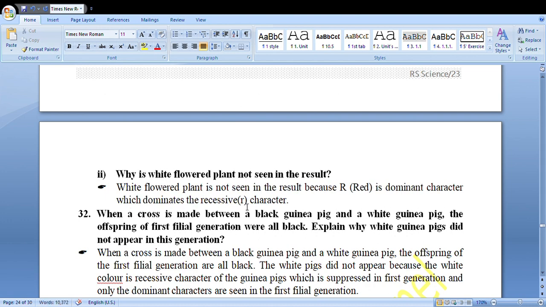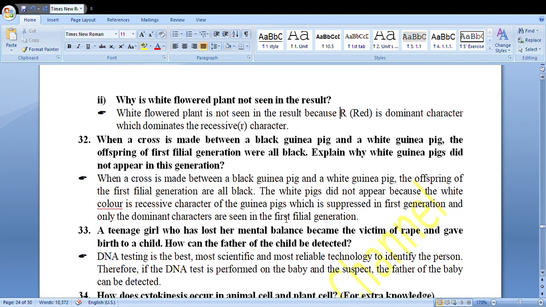Which dominates the recessive small r character. When a cross is made between a black guinea pig and a white guinea pig, the offspring of the first filial generation were all black. Explain why the white guinea pig did not appear in the first generation. This is also according to the law of dominance.